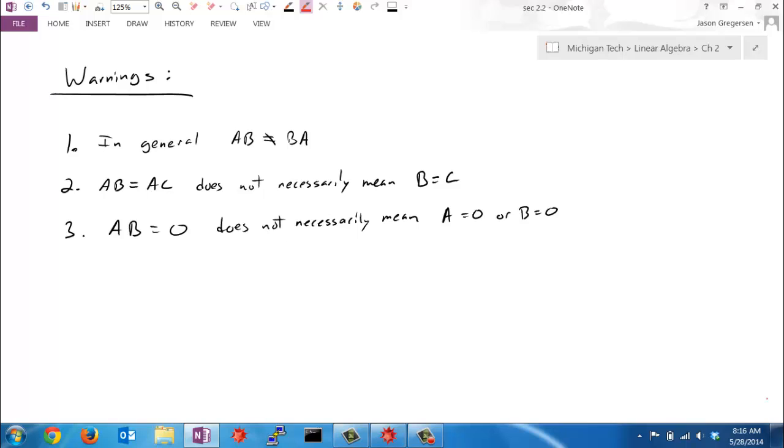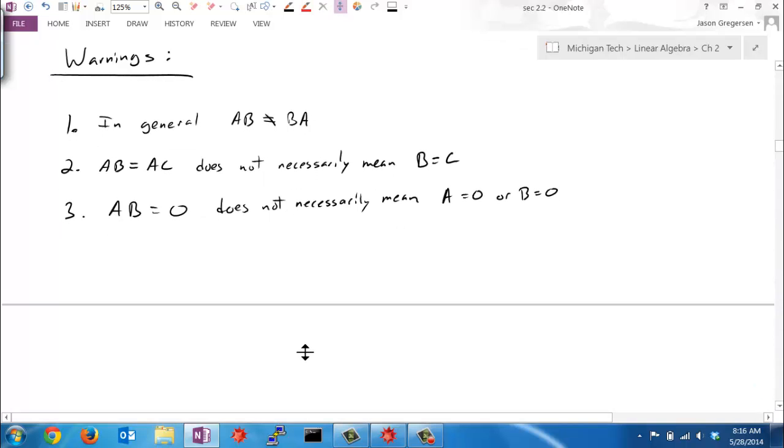The next one is also an important one. If A times B equals 0, that does not necessarily mean that A equals 0 or B equals 0. This is the zero product property for real numbers, but it doesn't apply to linear algebra with matrices. So of course the big question is why not? We talked very fast through this last time, but the big idea here is that we don't have a sense of division yet. We have a sense of multiplication, but not division.